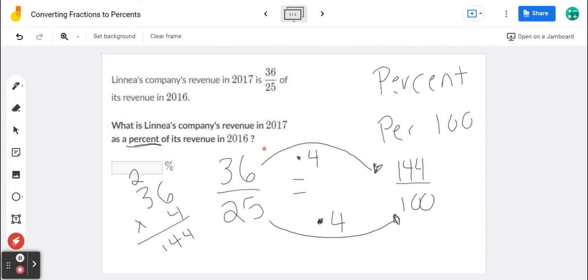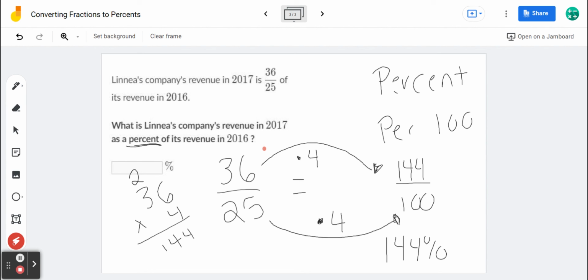So Lena's company is making this, but we're not going to say 144 out of 100. This is where percentage is important. So per 100, 144. Let's just write that as a percent. 144%. And you would just write this in this box that it gives you.